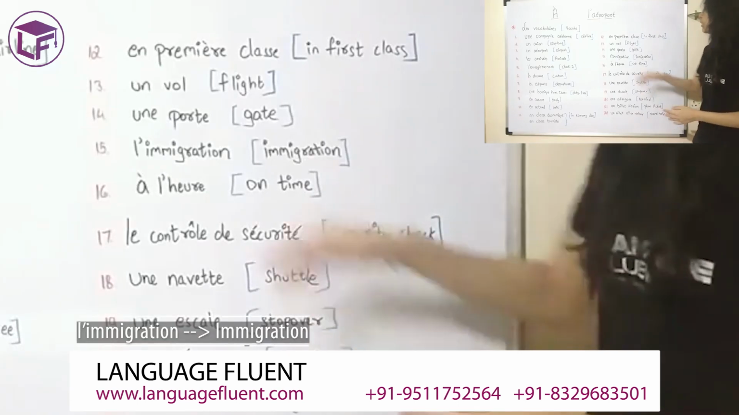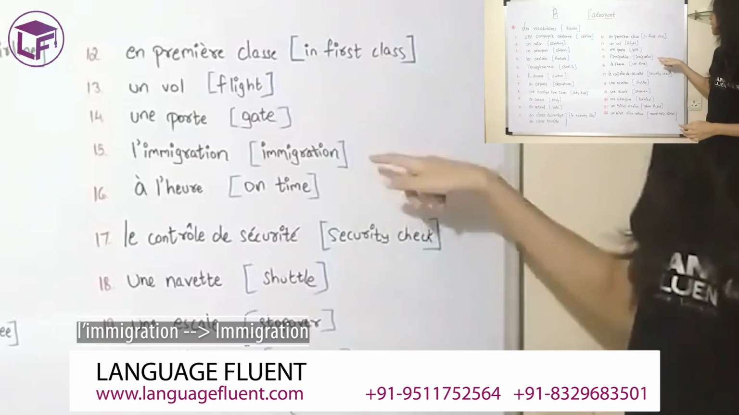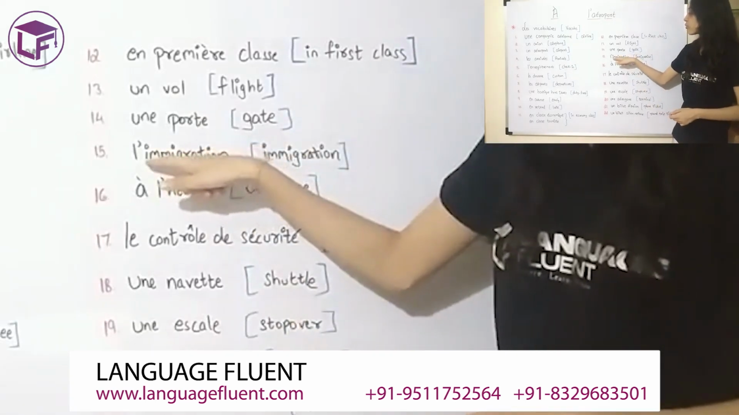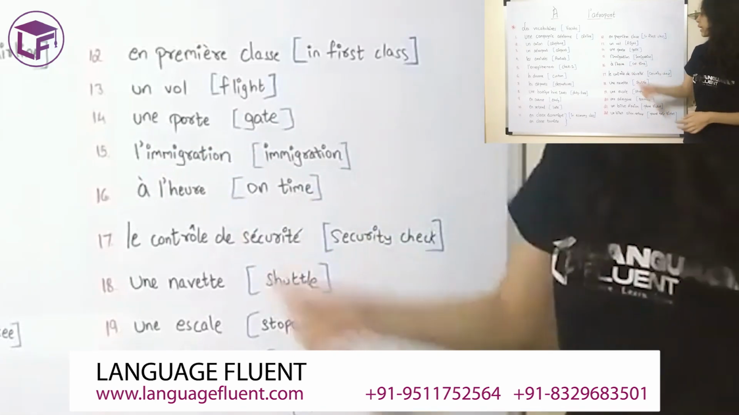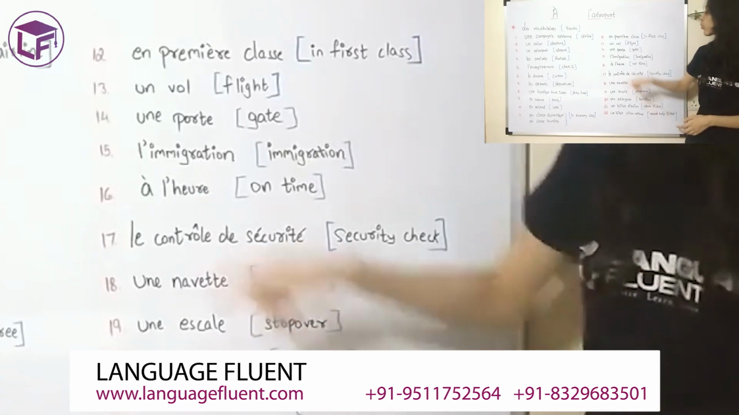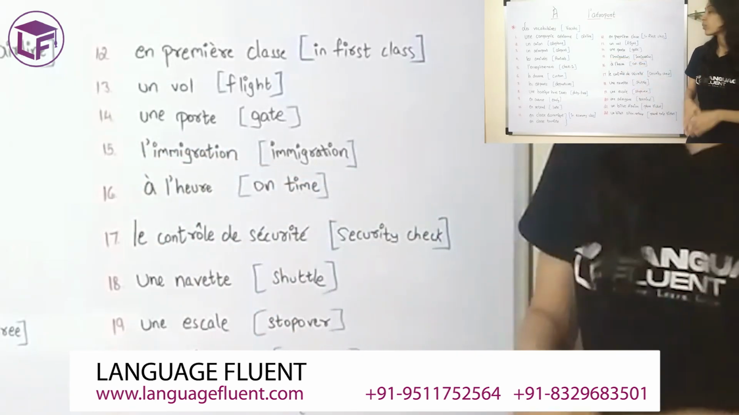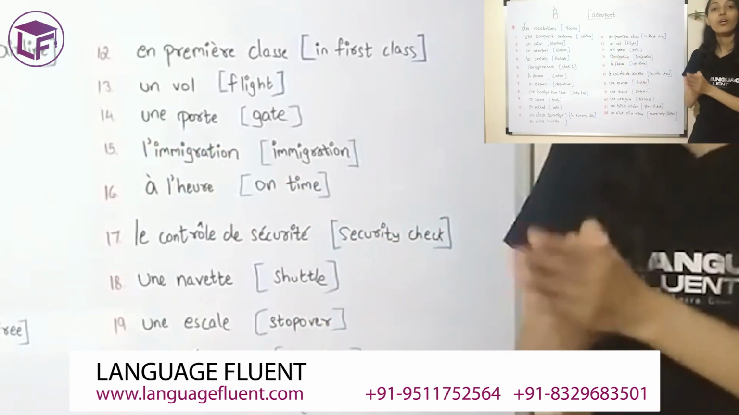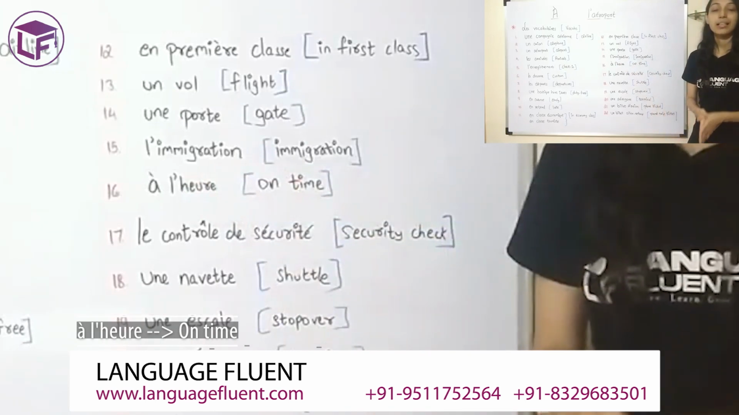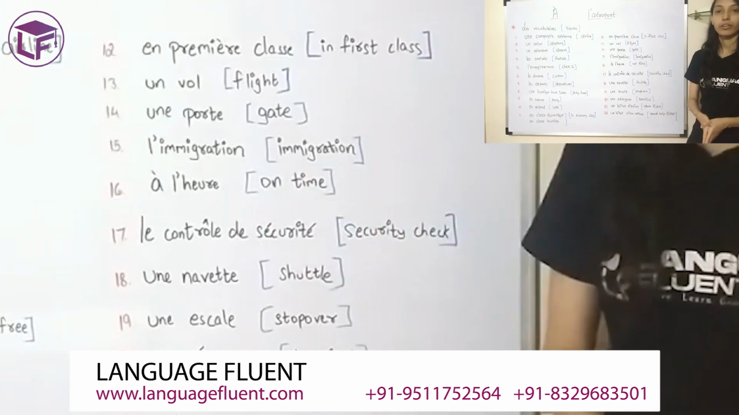Then we have l'immigration, which means immigration. This immigration starts with I, which is a vowel, so we add L apostrophe. This only happens in definite articles: in la, le, we write L apostrophe before a vowel. Then we have à l'heure, which means on time in English.